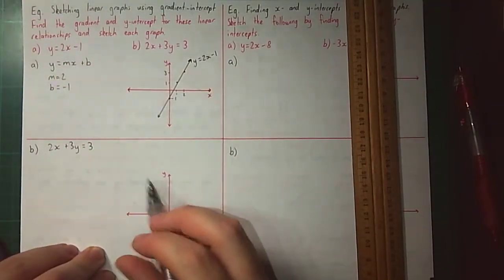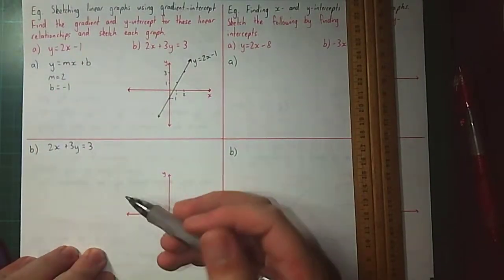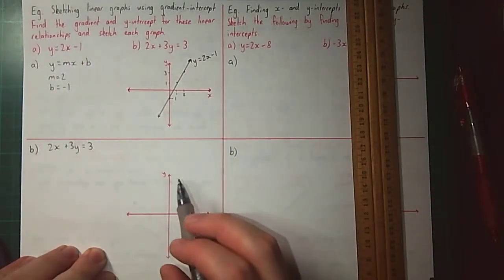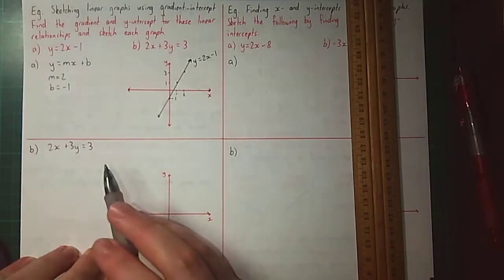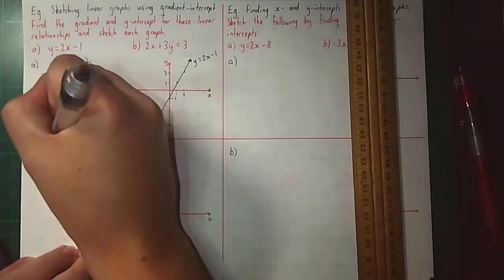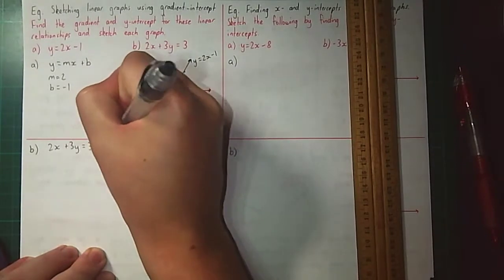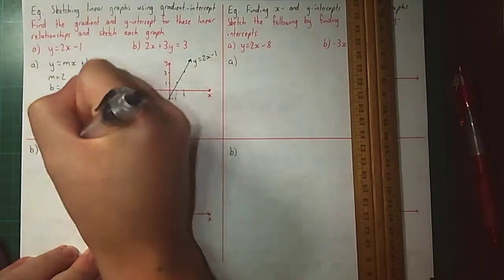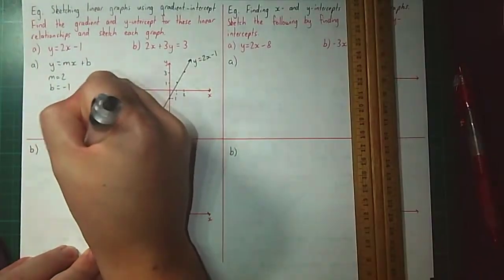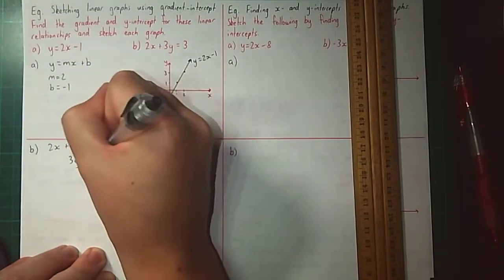Okay, and we want it in y equals mx plus b, that form, the gradient-intercept form. So I'm going to get everything over to the right hand side, excluding the y. So in this case, we're going to take away 2x. When we do that, the 2x is going to disappear from this side. We're going to be left with 3y is equal to 3, because that was already there, minus 2x.